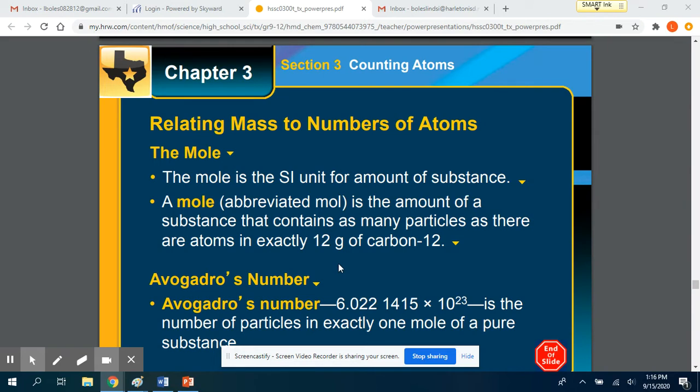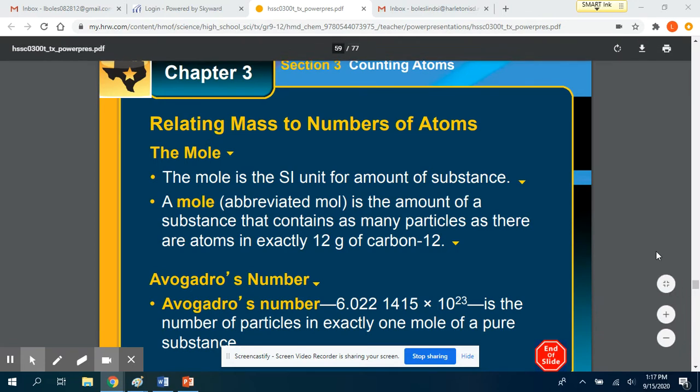But to compare it to something you already know, when somebody says dozen, they mean 12, right? Well, when you say mole, you mean 6.022 times 10 to the 23. If I had a mole of eggs, I would have 6.022 times 10 to the 23 eggs. That's a lot of eggs. And that's the same example that they used in your simulation. Okay? Both of those are vocab words, so you should already have them in your vocabulary.